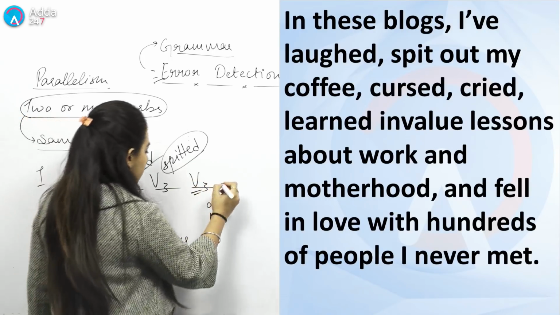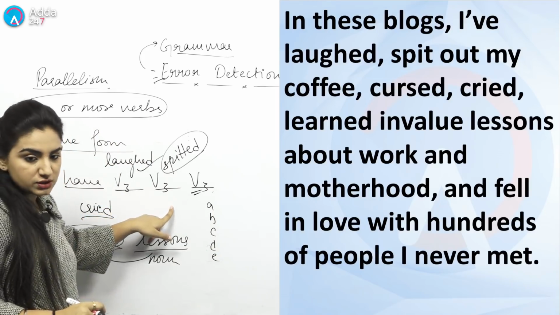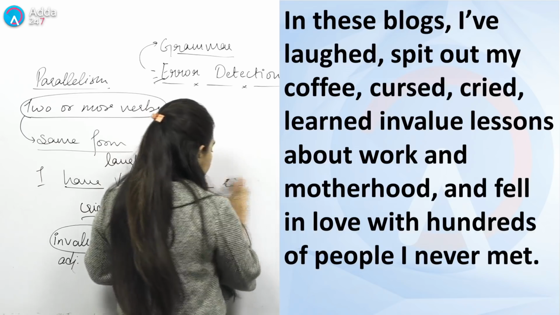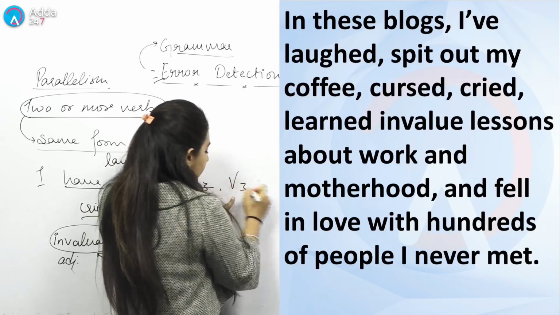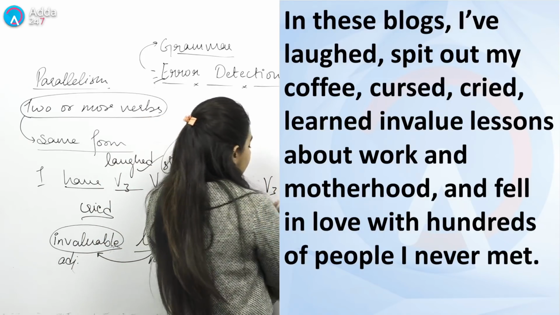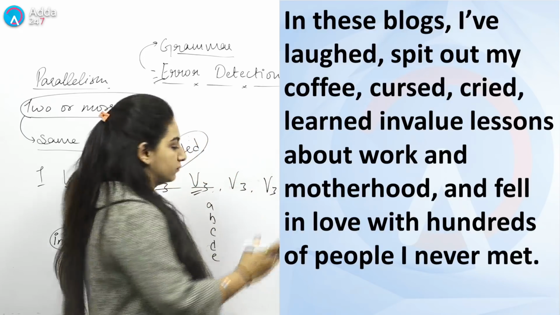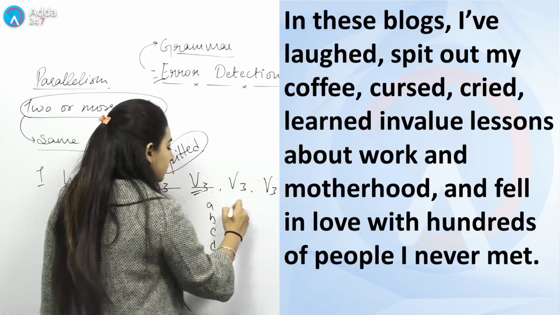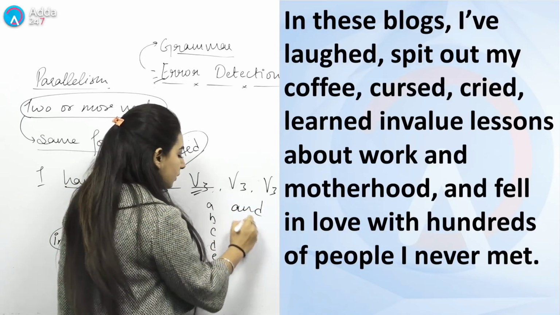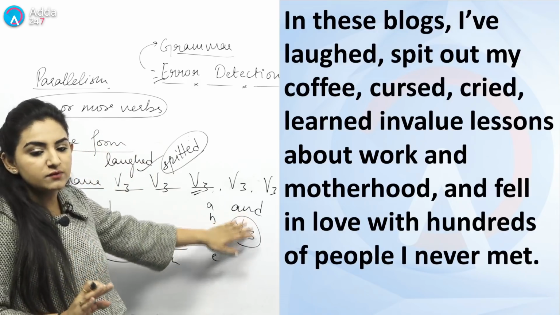Now, if you understand, we have what? Laughed, spitted out, cursed, cried. Cried is again verb's third form. Then we have learned, again verb's third form, and then we have written and, right? उसके बाद हमने क्या लिखा है? And लिखा है. और and के बाद जो आएगा वो भी तो verb की third form ही होगी. This has to be in verb's third form as well, right?